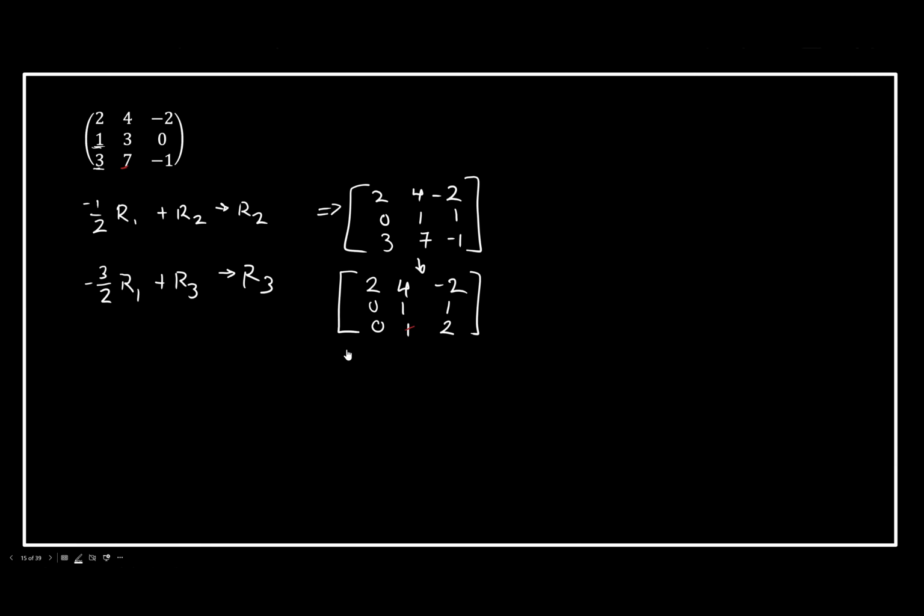So now we just need to do negative row 2 plus row 3 and assign it to row 3. Right? Because that will then give us 2, 4, negative 2, 0, 1, 1, and 0, 0. So now our matrix is in upper right triangular form, right? And we've kind of outlined the 3 things that need to happen.